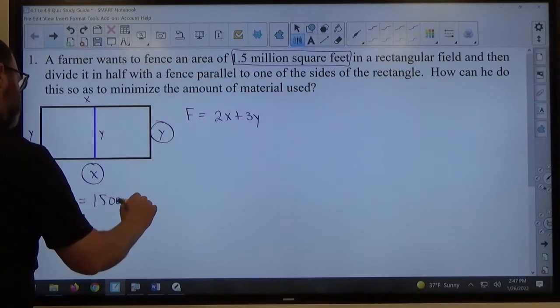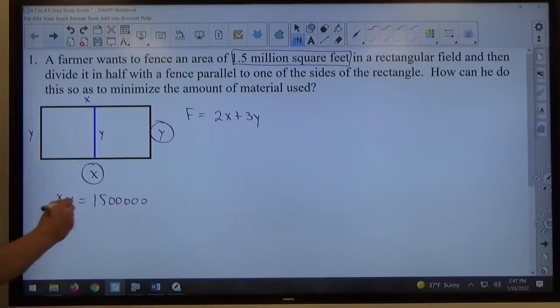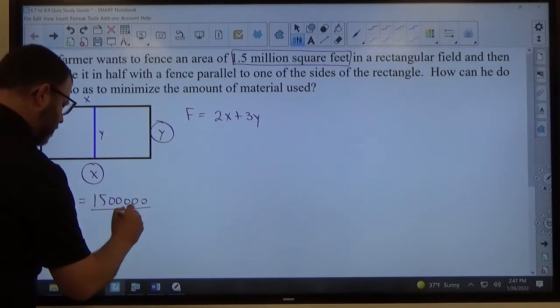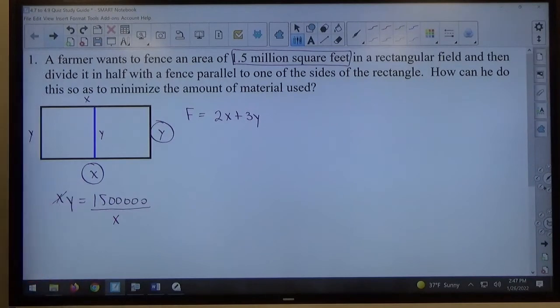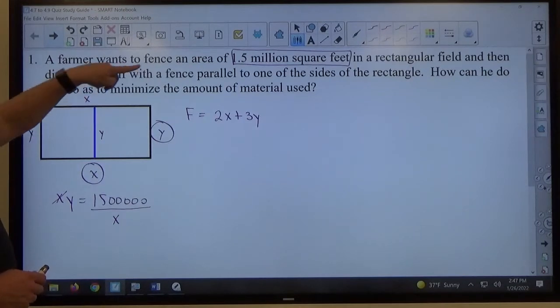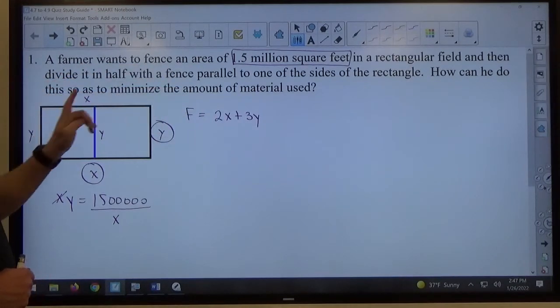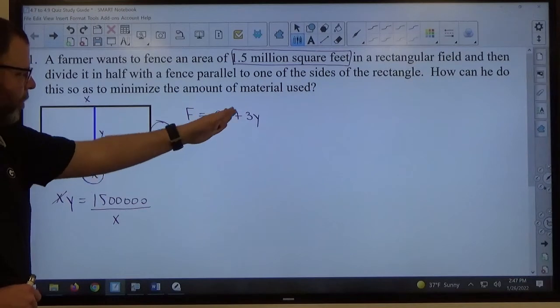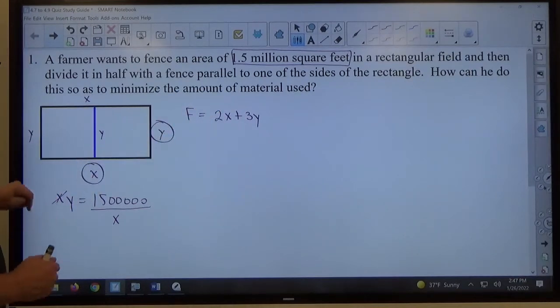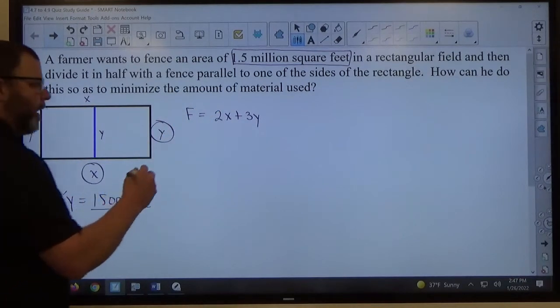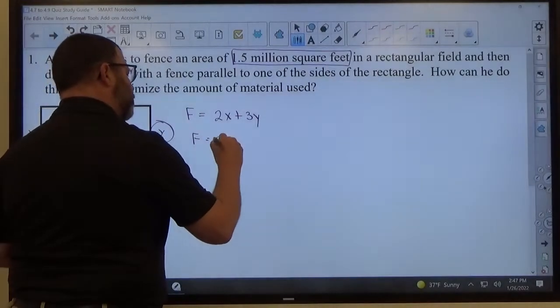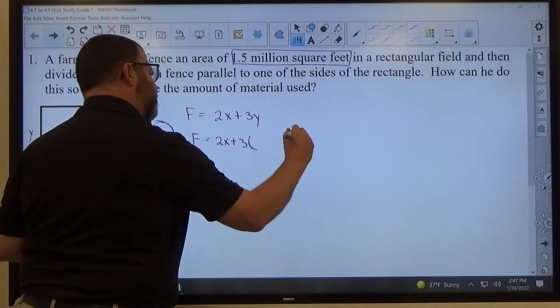So we divide that by x or y, take your pick, I'm going to say divide by x. So I get y in terms of x that way, which is all I really need to do. We're trying to minimize the amount of material, so we're minimizing the fencing. Fencing is 2x plus 3y, too many variables on the right-hand side. By letting y equal something about x, I'm going to get F equals 2x plus 3y.